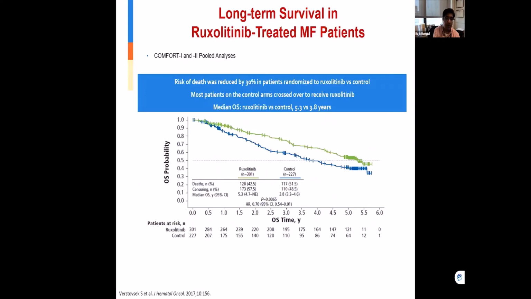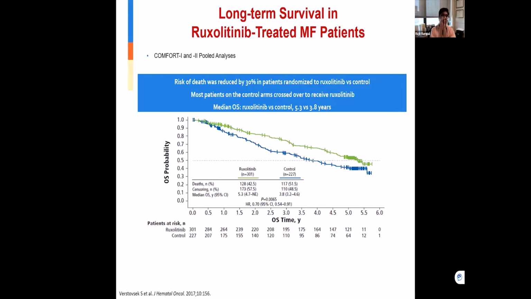Another important point, which is not always appreciated, is that when this data from these two studies was pooled and they looked at survival, it turns out that people treated with ruxolitinib tended to have a better survival than people who didn't get the drug. So the risk of death was reduced by 30% in patients who got ruxolitinib. And the median survival in people who got ruxolitinib was 5.3 years versus 3.8 years in those who didn't, right?